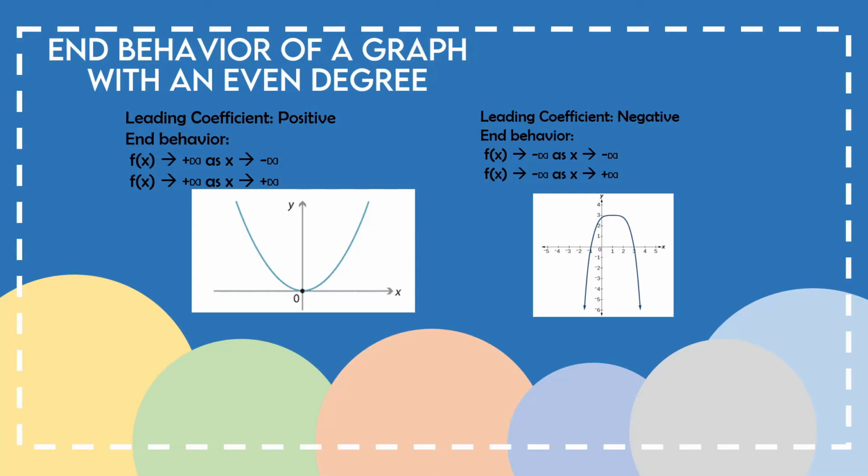So for an even degree graph with a leading coefficient that is positive, the end behavior is f of x reaches positive infinity as x reaches negative infinity, and f of x reaches positive infinity as x reaches positive infinity. And for the end behavior of a graph with a leading coefficient that is negative in the even degree, f of x reaches negative infinity as x reaches negative infinity, and f of x reaches negative infinity as x reaches positive infinity.